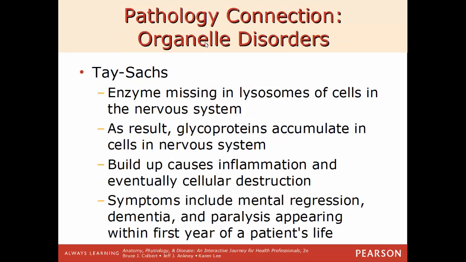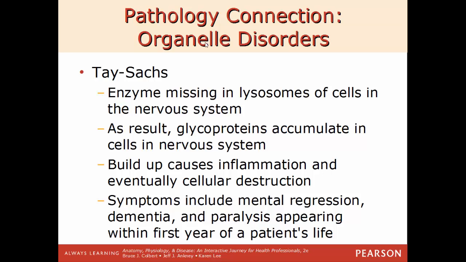All right, next we'll talk about another pathology connection with some organelle disorders. And the disease we'll talk about is called Tay-Sachs disease. Now, in this disease, you have an enzyme that's missing from lysosomes of cells of the nervous system. So as a result, you have glycoproteins that are building up within the nervous system. Now, this buildup will cause inflammation and eventually will destroy cells.